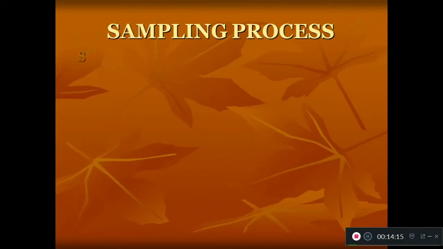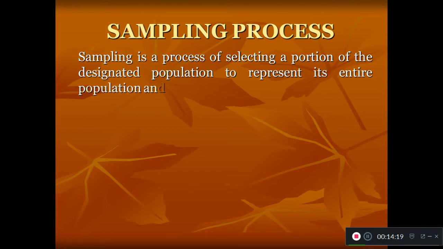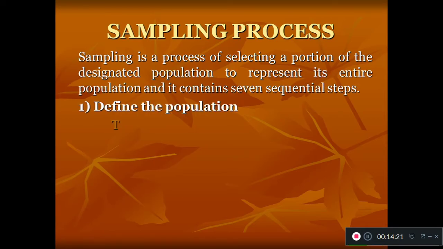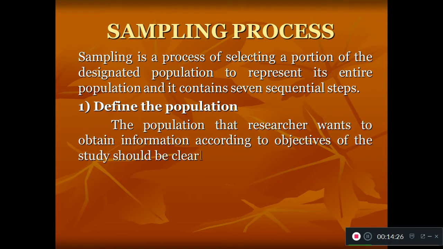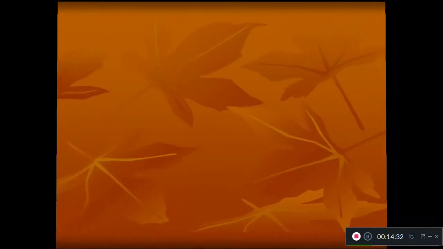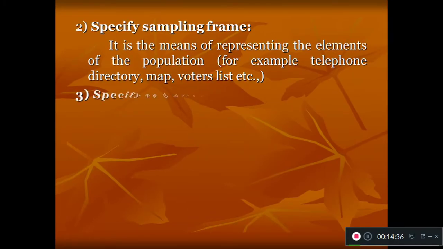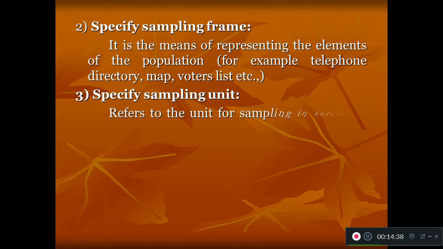Okay. Next one is the sampling process. This we have seen already. So the sampling process is the technique used in selecting the designated samples from the population. So various steps. First one is define the population. This we have seen yesterday. The second one is specifying the sampling frame. I'm not going into detail on this.